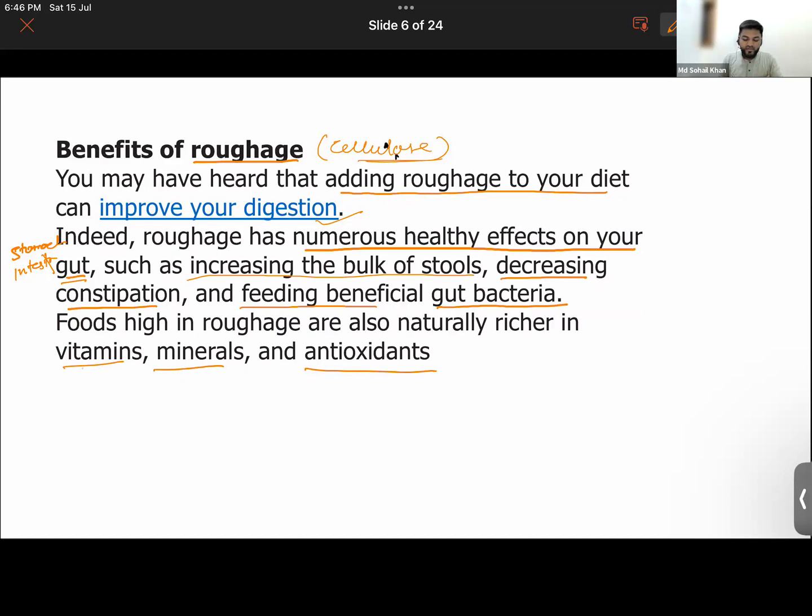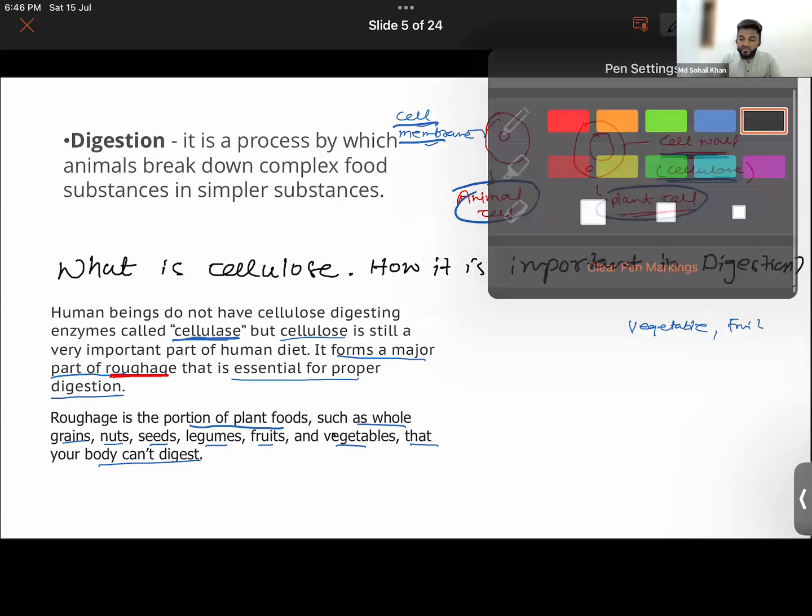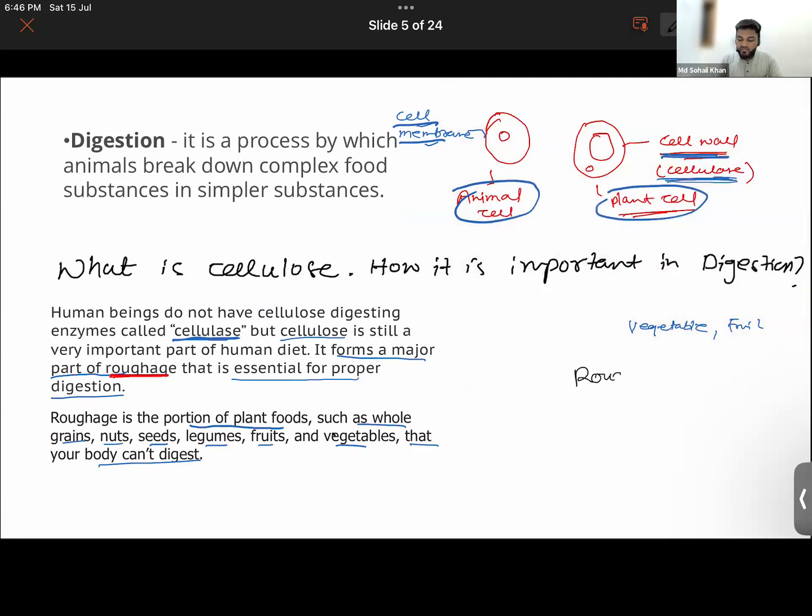Different types of fruits which you consume are rich in vitamins. Plant-based foods which you consume are rich in minerals and antioxidants as well. Now, you might have one more confusion here: what is roughage and what is cellulose? Consider roughage to be a broad topic, and cellulose is one part of it. Cellulose is a type of roughage.